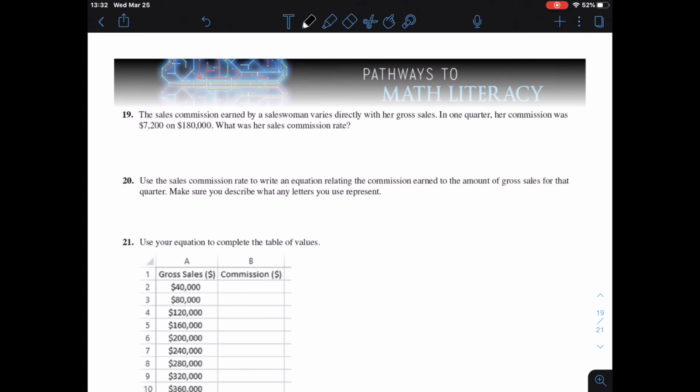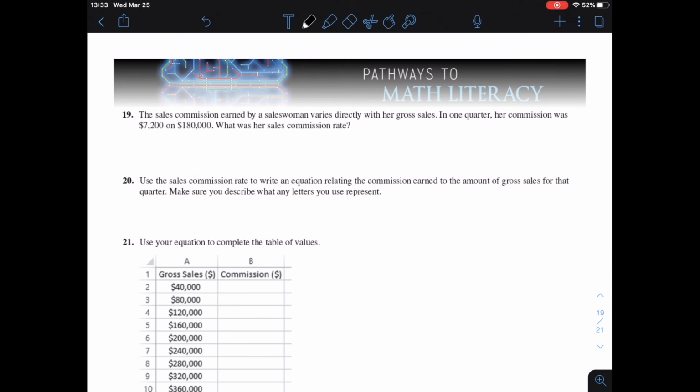All right, so now let's work with a sales person. The sales commission earned by a saleswoman varies directly with her gross sales. In one quarter, her commission was $7,200 on $180,000 in sales. So basically, when she sells all of this furniture, whatever it is, she's going to earn a percentage of that sales, and that's going to be her commission. So from $180,000 in sales, she gained $7,200.